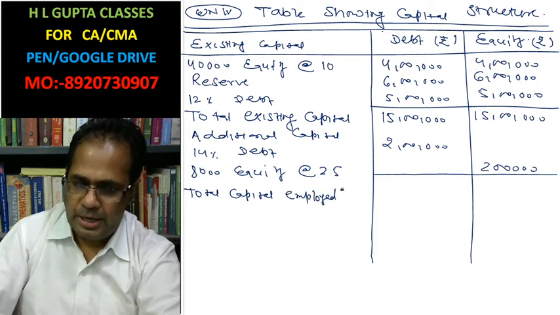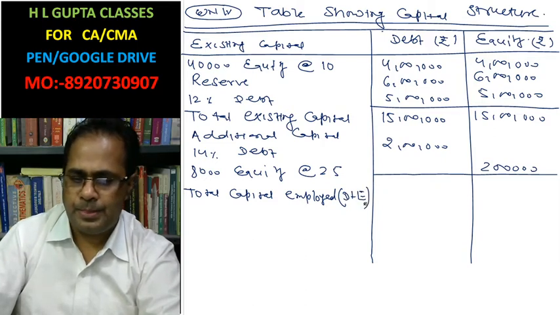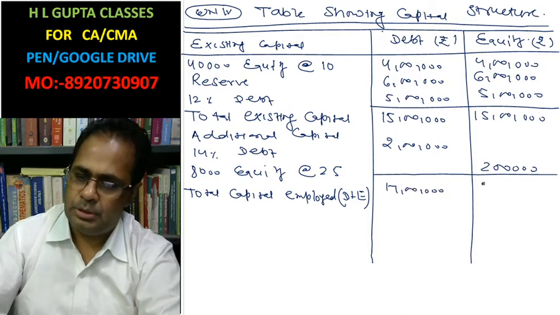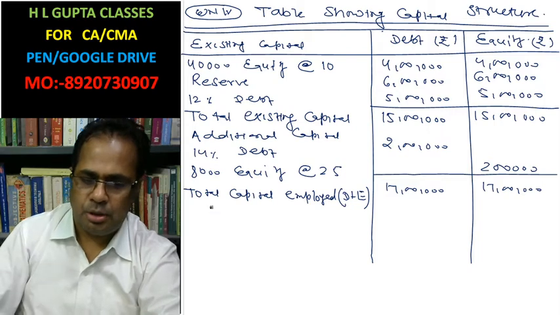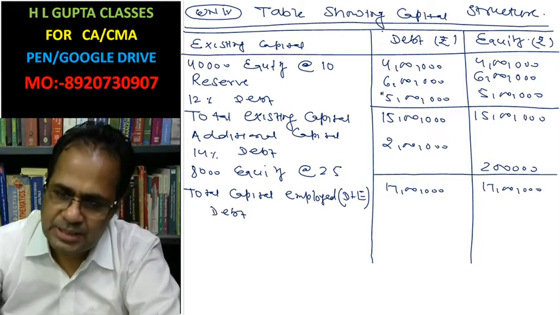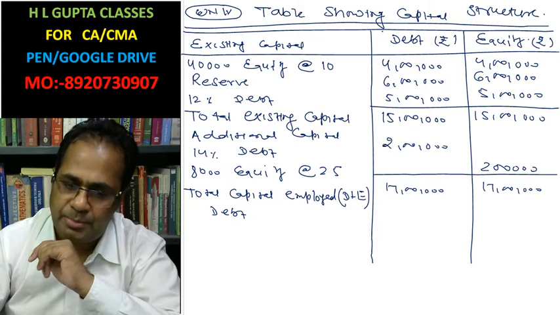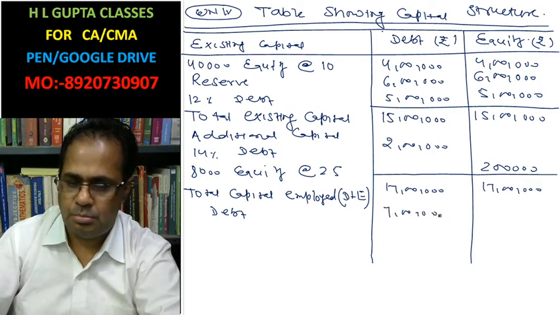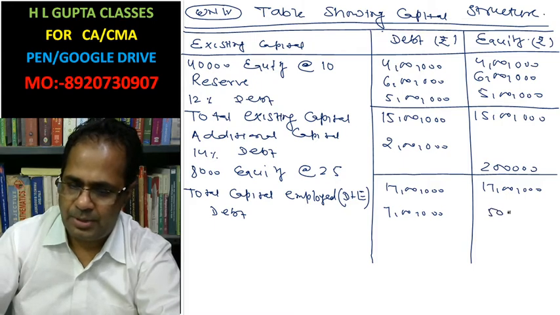Implied. In this case, this is debt plus equity, 17 lakh. This is your 17 lakh, debt plus equity. Only debt in this case is 5 lakh: the existing debt 5 lakh and new debt 2 lakh. That is the 7 lakh debt. In this case, only debt is 5 lakh.